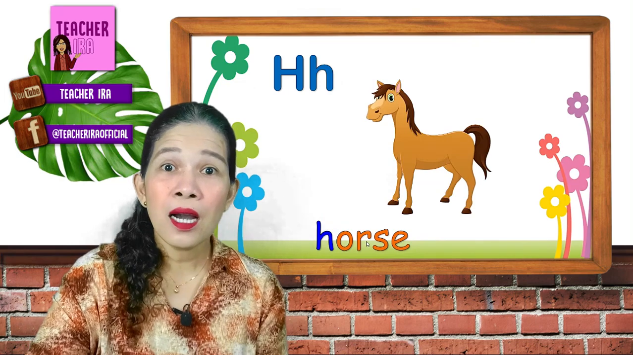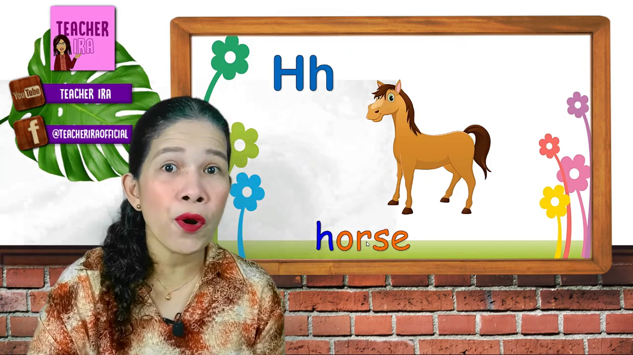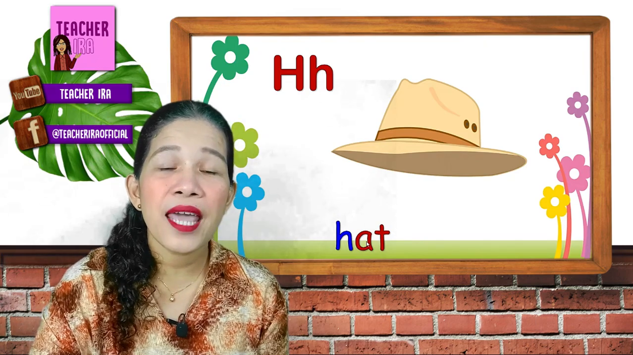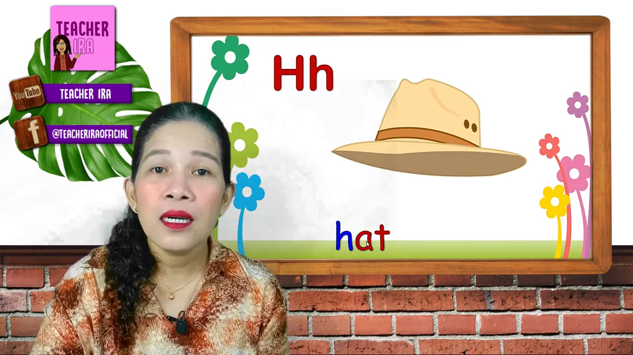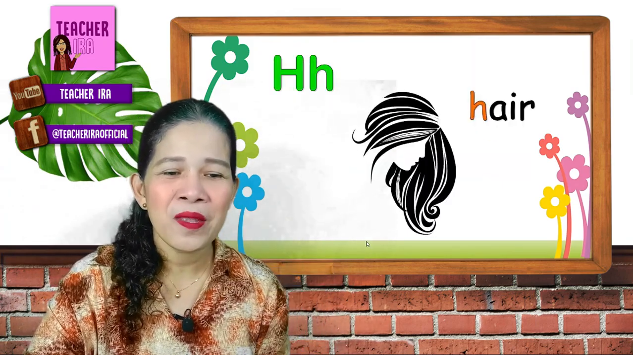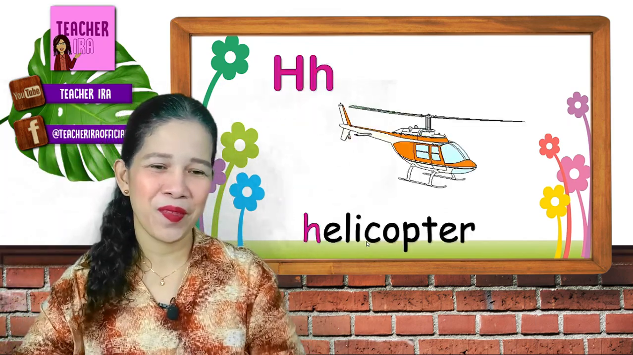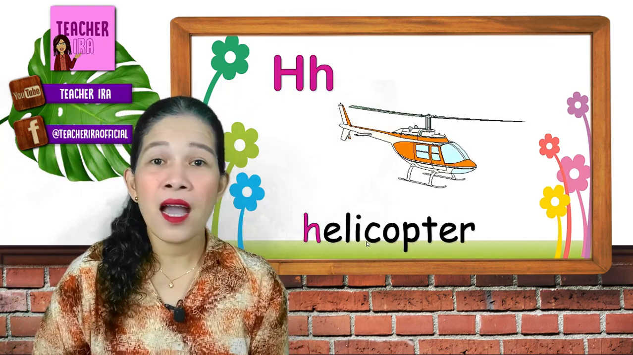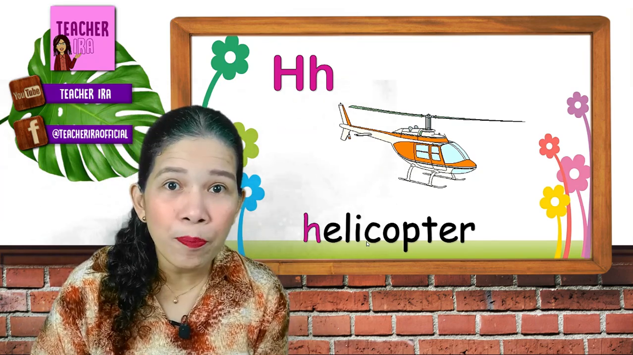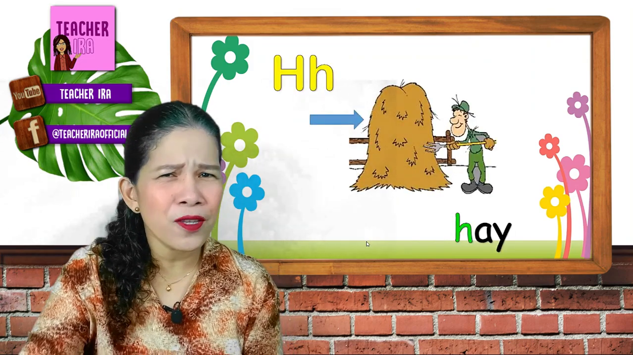Okay, next is horse. You say horse. The horse that says neigh. Horse. Next is hat. Hat. Who has a hat? Wow. Next is hair. Hair. And this is a helicopter. You say helicopter. Next is hay. You say hay.